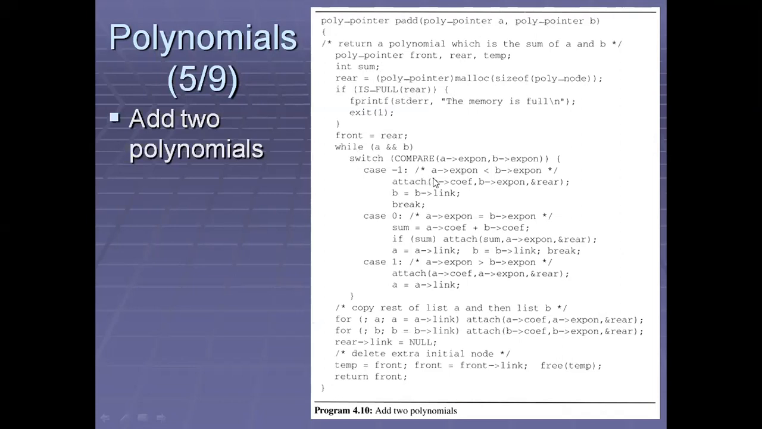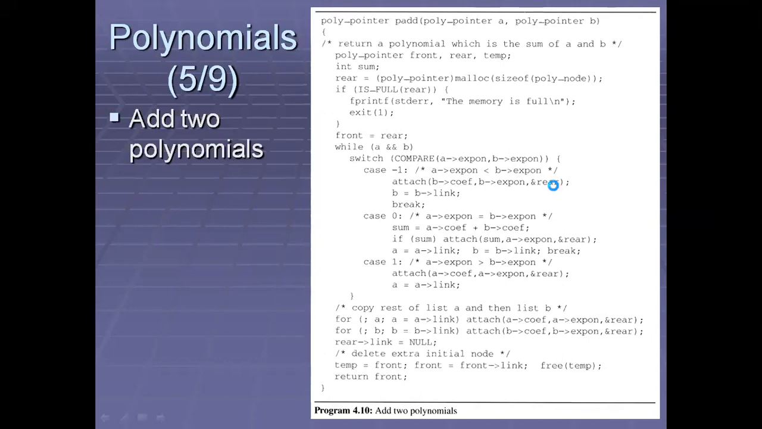So here three cases you can see. A of exponent is less than B of exponent. A of exponent is equal to B of exponent. A of exponent is greater than B of exponent. Three cases. So in three cases, what we have to do? It was written. So if A of exponent is less than B of exponent, then what will I do? I will add B of coefficient and B of exponent to the rear part of the Q.